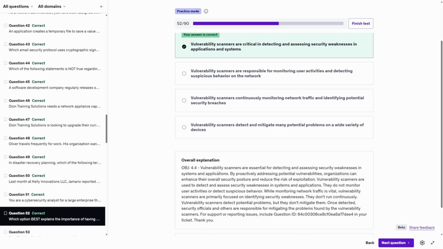They do not monitor user activities or detect suspicious behavior. While monitoring network traffic is vital, vulnerability scanners are primarily focused on identifying security weaknesses. They don't run continuously. Vulnerability scanners detect potential problems, but they don't necessarily mitigate them. Once detected, security officials and others are responsible for mitigating the problems found by the scanners.